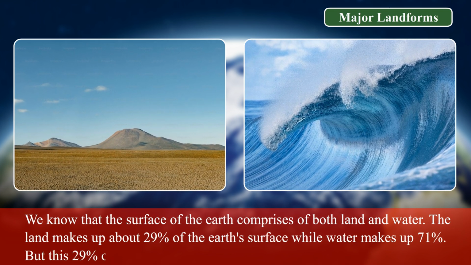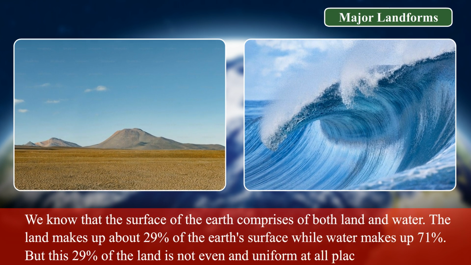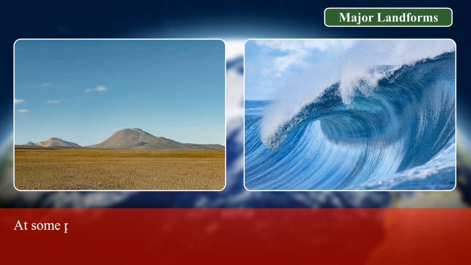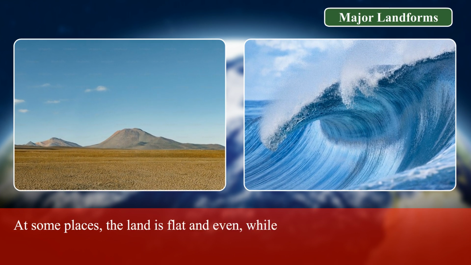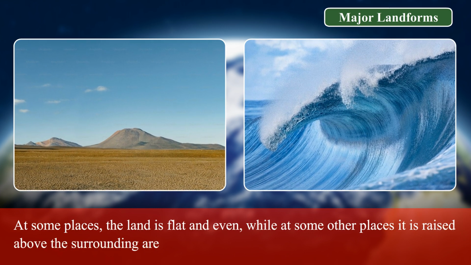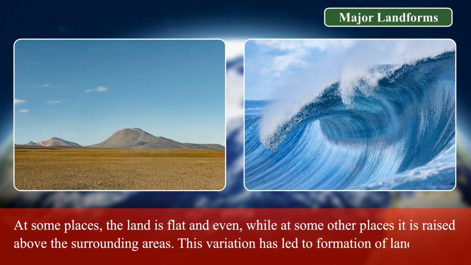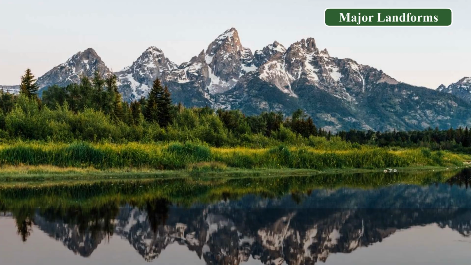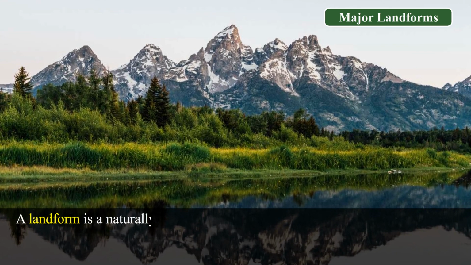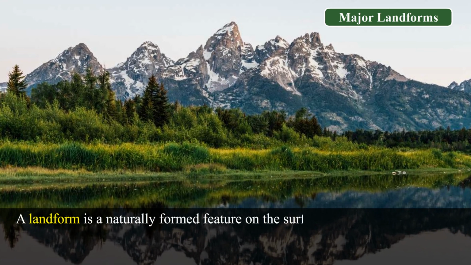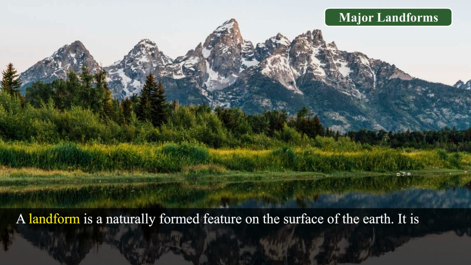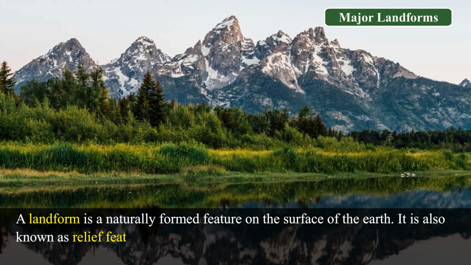But this 29% of the land is not even and uniform at all places. At some places, the land is flat and even, while at some other places, it is raised above the surrounding areas. This variation has led to the formation of landforms. A landform is a naturally formed feature on the surface of the earth. It is also known as a relief feature.